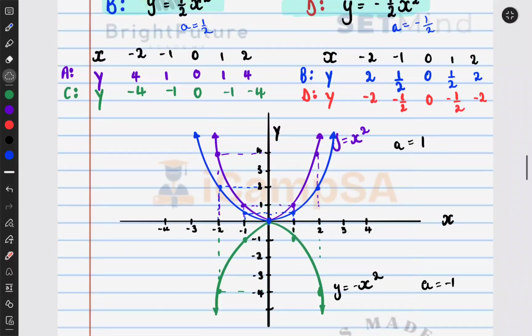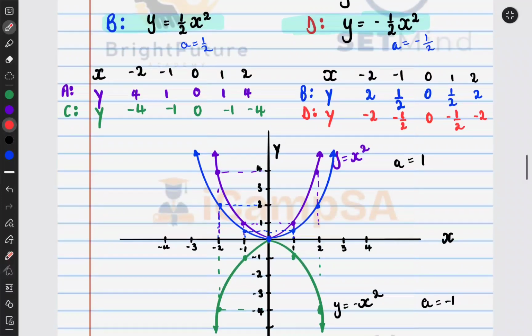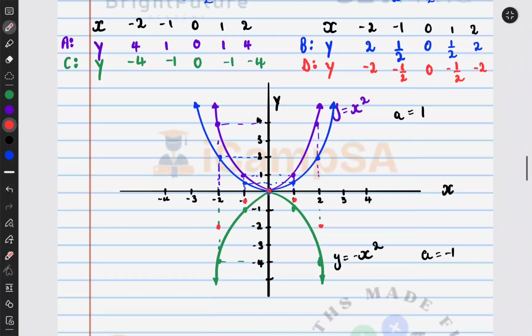Okay, but we are not there right now. We have moved past that. Let's plot the d function, which is y is equal to negative 1 over 2 x squared. So negative 2 and negative 2, so this one will meet here. And then the next point we have negative 1 and negative half, so it should be somewhere here, and then we have 0 and 0, we have 1 and negative half, and then 2 and negative 2, so there. And then let's join our points.